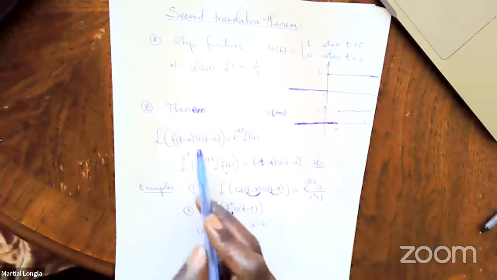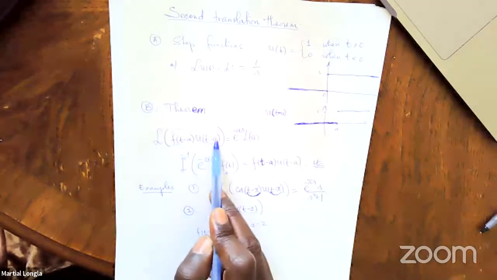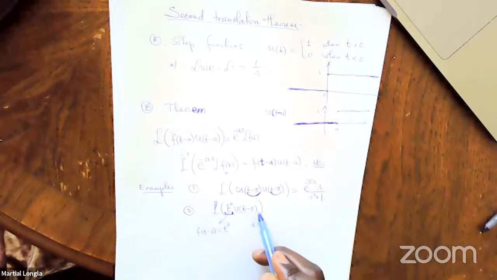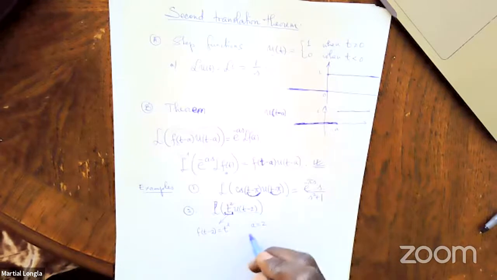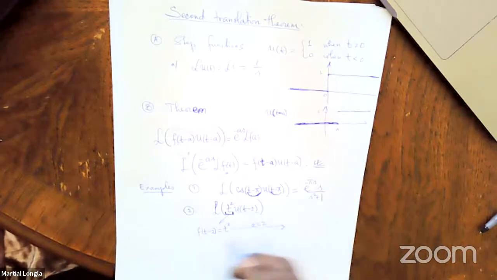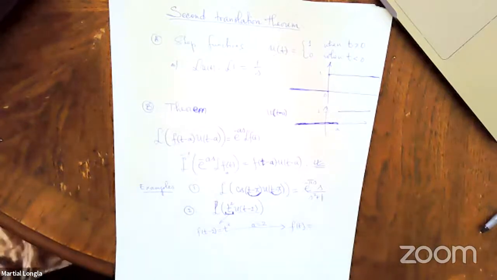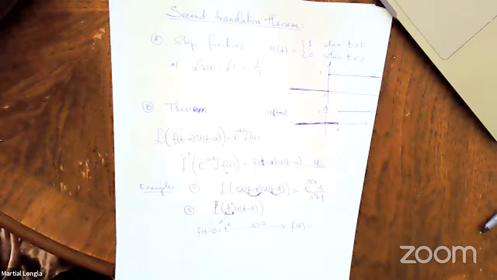Because in the formula, you need to see f of t minus a times u of t minus a. So what I see here next to u of t minus 2 must be f of t minus 2. Now question, if f of t minus 2 is equal to t squared, what is f of t? That's the same thing we did in the previous thing with the first translation theorem. What do we do here to get f of t? Help.